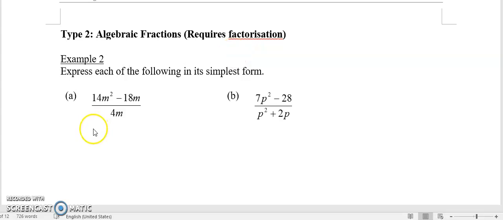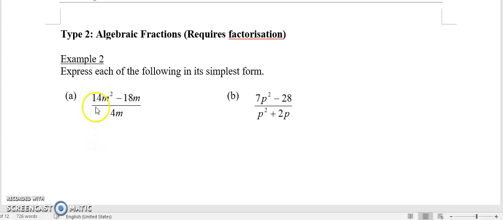Okay, now we are at the next page of your notes. So we are on to the second type of algebraic fractions. To simplify such algebraic fractions, it will require you to do factorization, either in the numerator or in the denominator, or both. Let's look at example A.